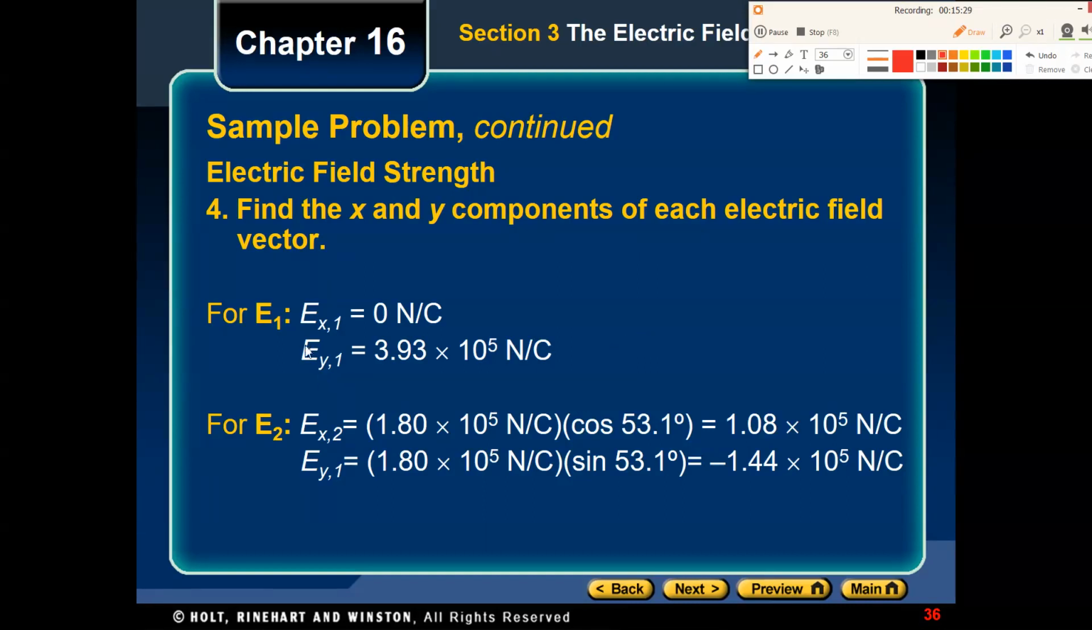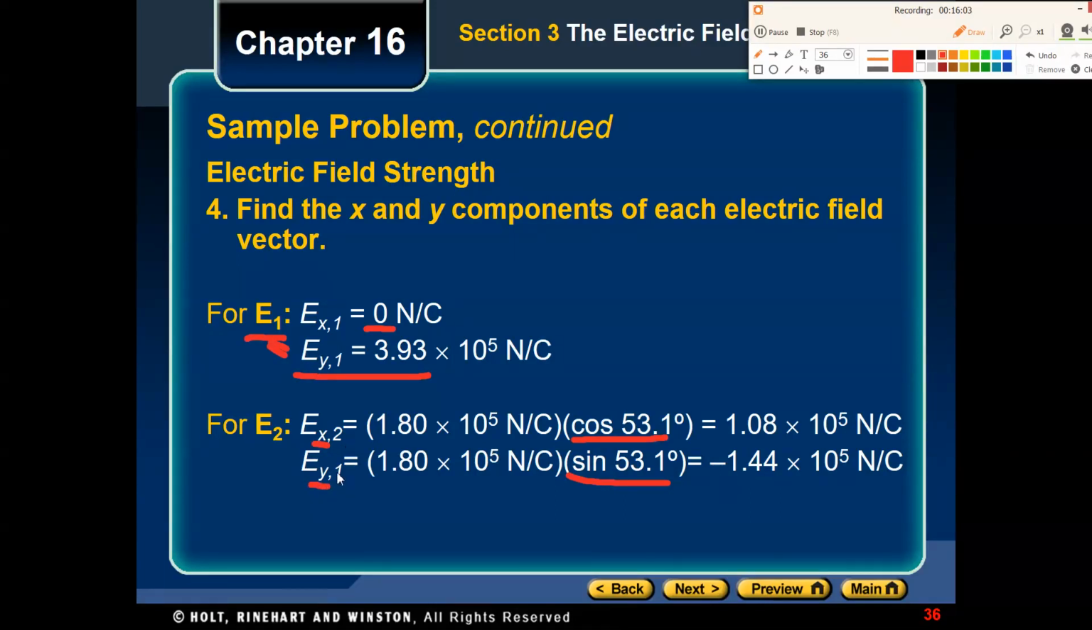Right, then we resolve the electric field generated by Q1 into X and Y components. Because Q1 is on the Y axis, the X component is 0 and the Y component equals E1. Let me use the cosine and sine functions to figure out the X component and Y component.